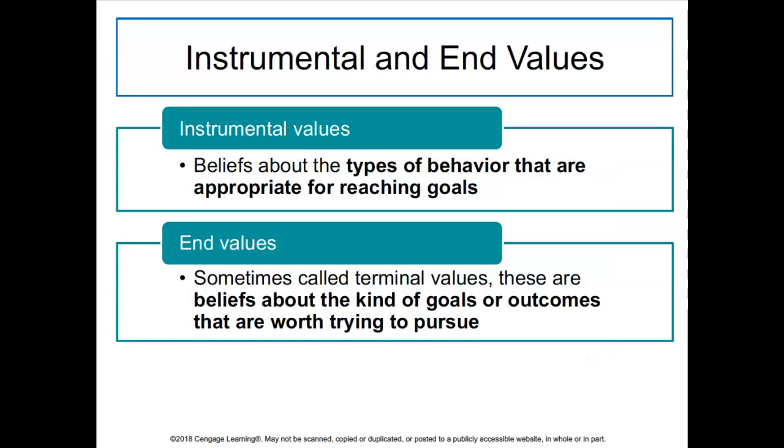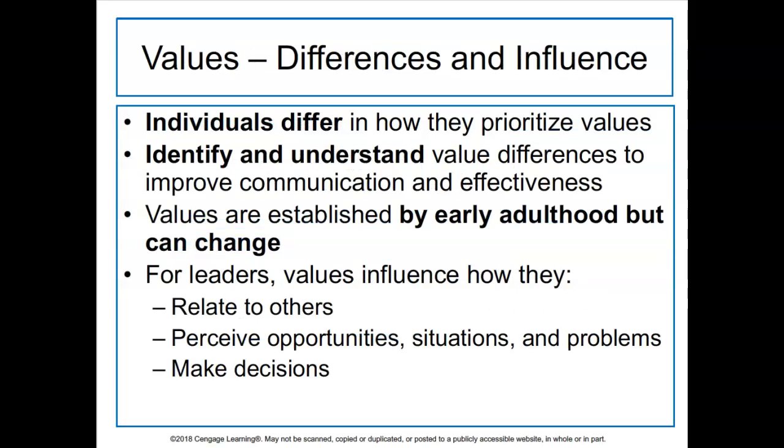So instrumental and end values are two types of values. Instrumental values are beliefs about the types of behavior that are appropriate for reaching the goals. On the other end of the spectrum, end values, sometimes called terminal values, are beliefs about the kind of goals or outcomes that are worth trying to pursue. Instrumental versus end values.